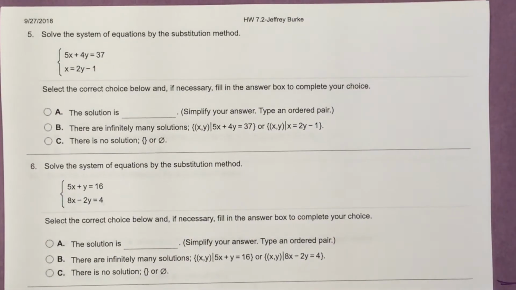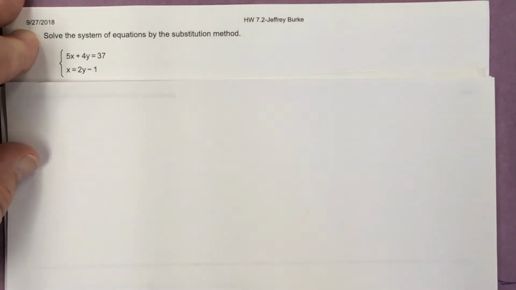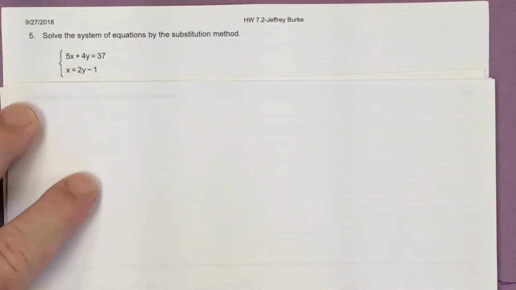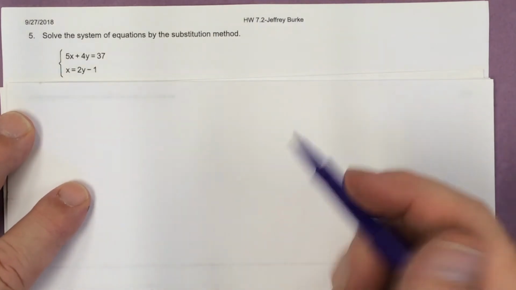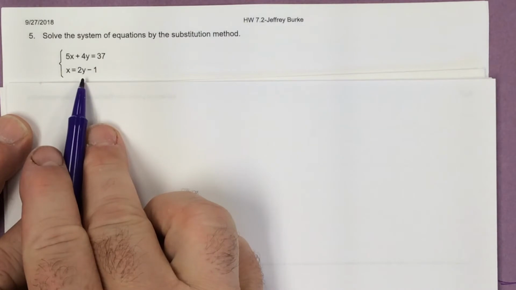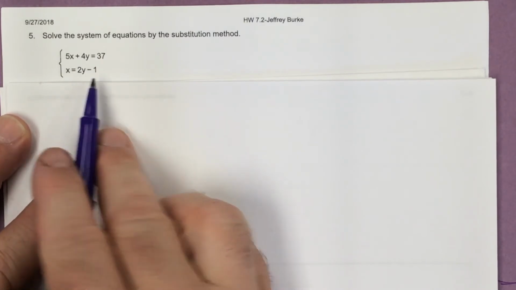Okay, so we're going to go to question 5 now, and I would like you to stop the video if you want to try this one before you go ahead and see the solution worked out. Let's see what you can do. Okay, so what I'm going to do with this one is I have 5x plus 4y equals 37, and I have x equals 2y minus 1. This one, hopefully you see, is a fairly straightforward substitution.